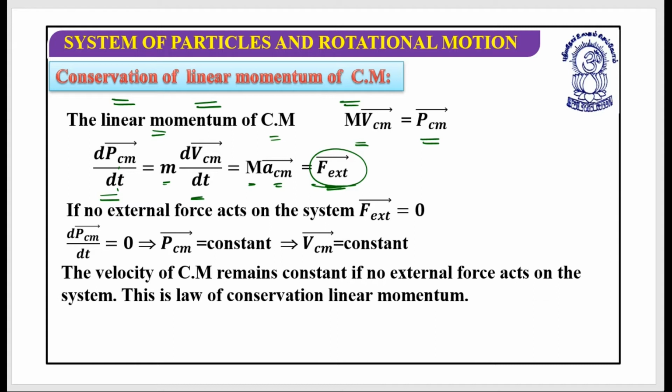If no external force acts on the system, then F external would be equal to 0. And if F external is equal to 0, then PCM should be constant. That means the velocity of center of mass should be constant. I hope this is clear. It means the velocity of center of mass remains constant if no external force acts on the system, and this is the law of conservation of linear momentum.